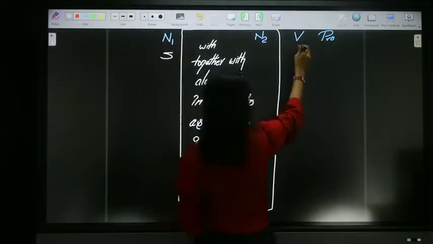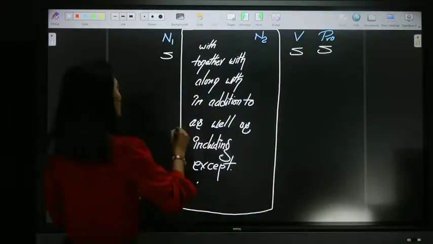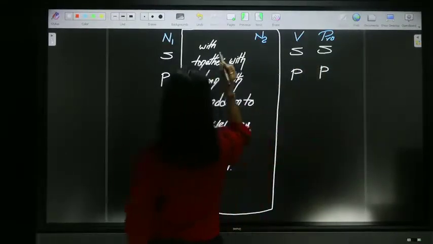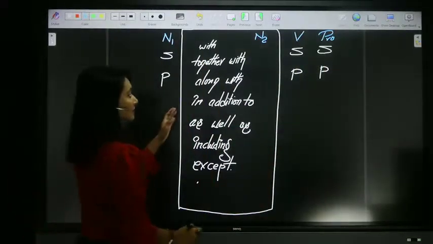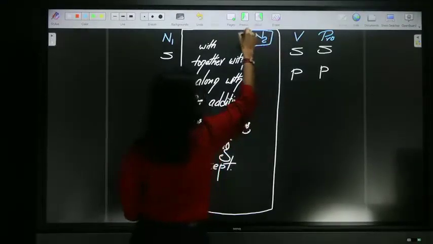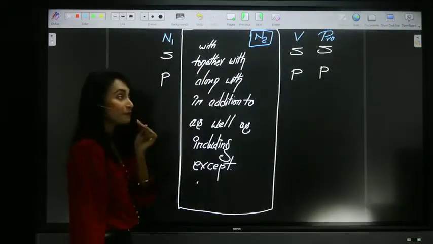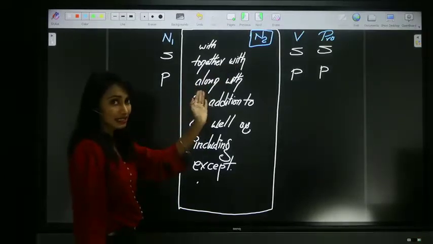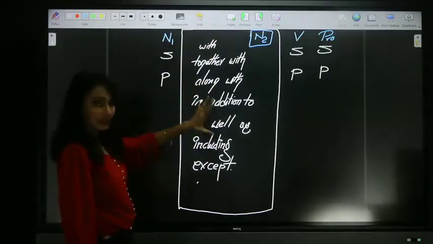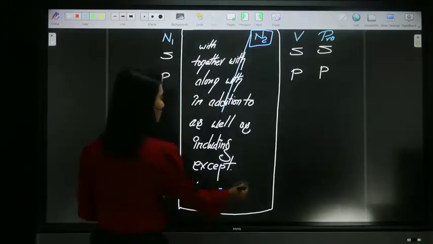If the first noun is singular, the verb must be singular and the pronoun must be singular. If the first noun is plural, the verb must be plural and the pronoun must be plural. Why? Because the second noun is considered additional information. So the second noun cannot be the subject. So you can see this is opposite to the principle of proximity. In the principle of proximity, the verb agrees with the nearest noun. But here, when two nouns are connected with these conjunctions like with, together with, along with, in addition to, as well as, including, except, etc.